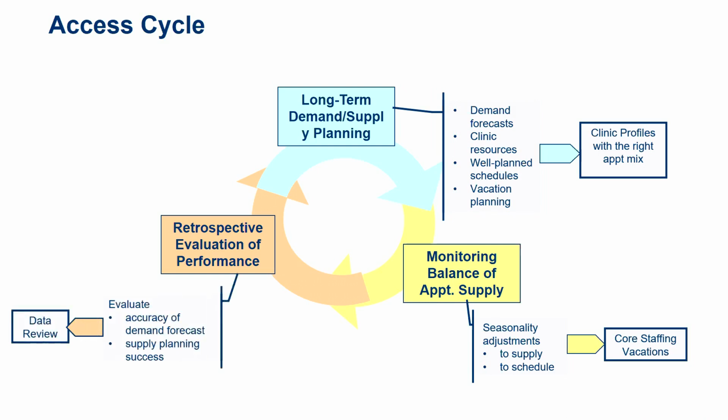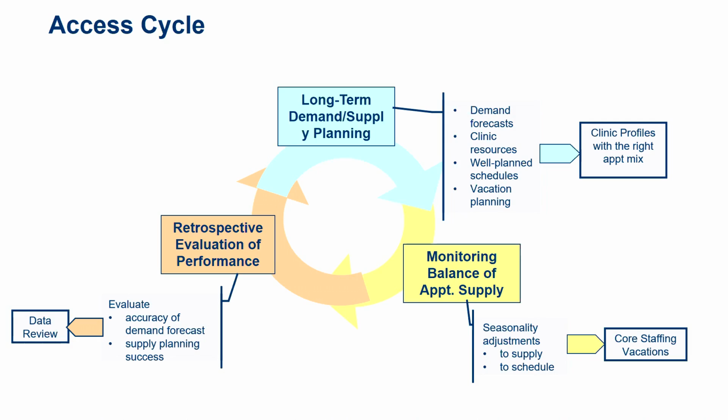And then the third component of this access cycle is the retrospective evaluation of performance. So you have to immediately look back, not months later, not quarters later. You have to really look back literally within weeks or within days at what happened in terms of your supply planning, what your access performance was, and the accuracy of what you forecasted earlier, so that it will lead you back to forecasting for the future.